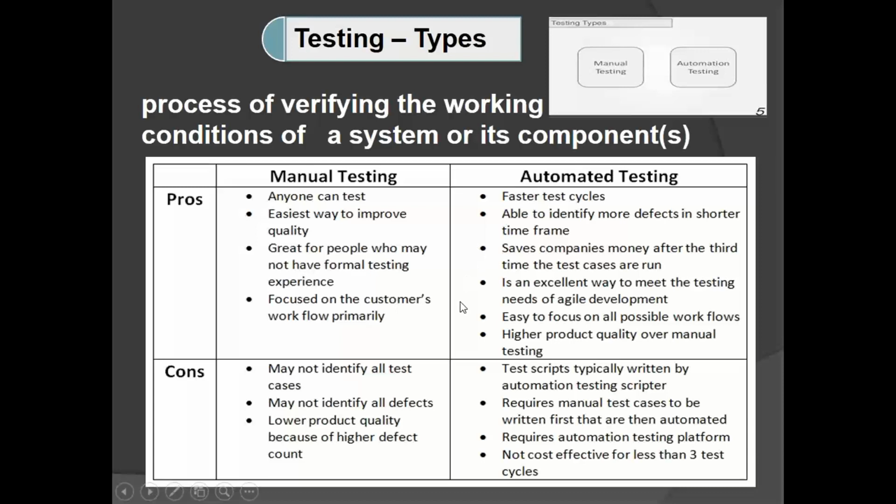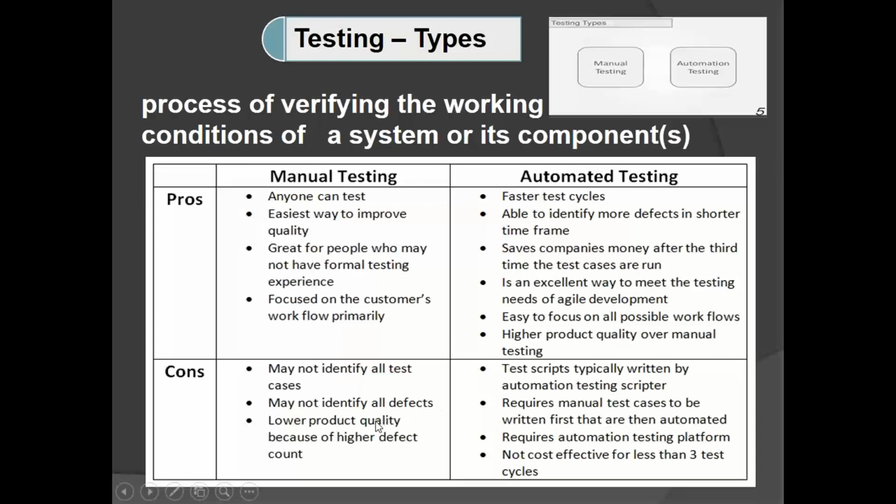Advantages of automated testing are faster test cycles, being able to identify more defects in a shorter time frame, and saving companies money after the third time the test cases are run. It is an excellent way to meet the testing needs of agile development. It is easy to focus on all possible workflows, and gives higher product quality over manual testing.